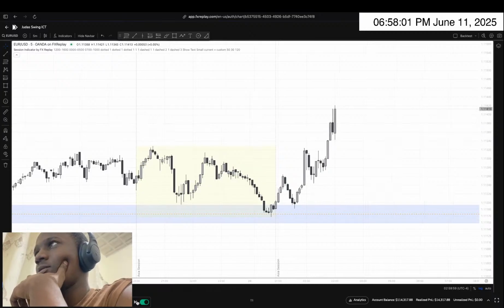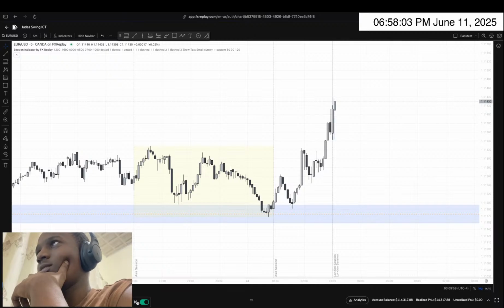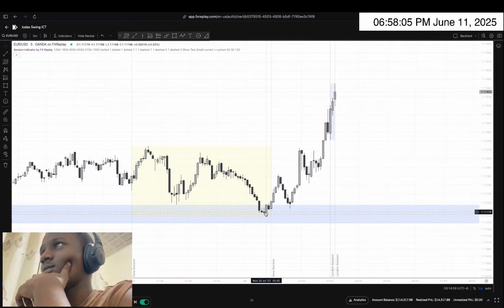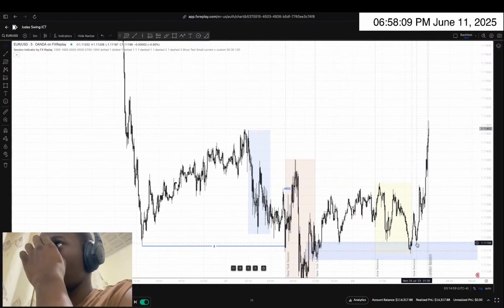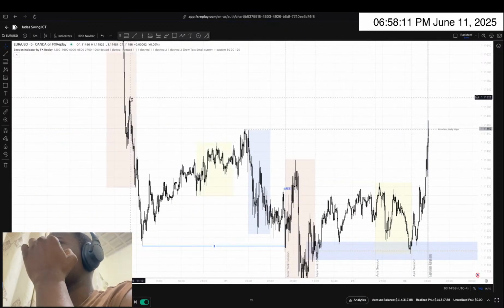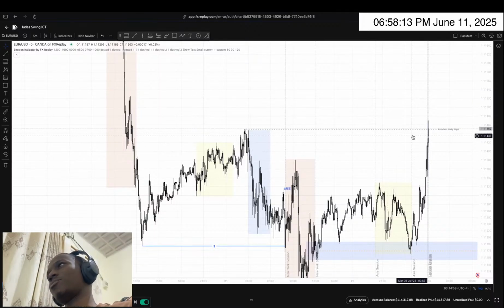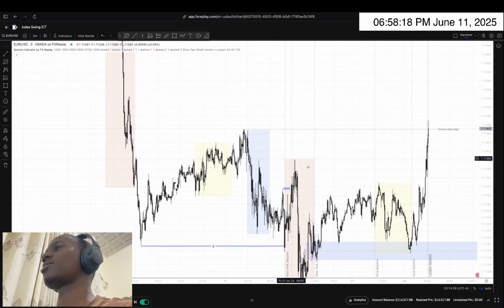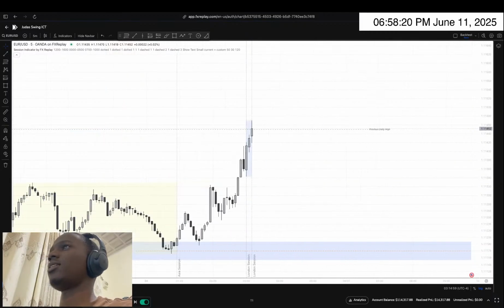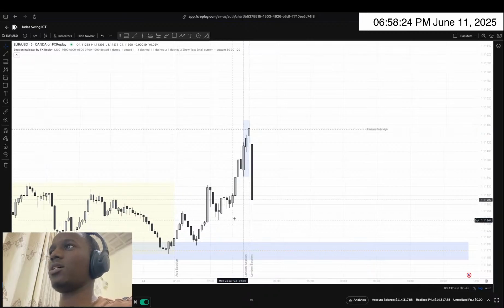So we're about to start New York. I'm in London. London starts off pushing to the upside, as we were expecting. So our next draw on liquidity will be this high, because you can see previous daily high was tagged out. If we continue to the upside, I will target this high right there. And if we drop, then I'll be targeting another drop. Let's see.